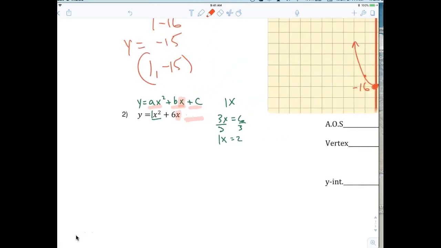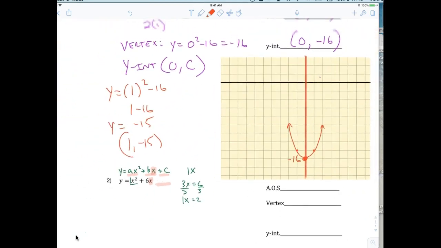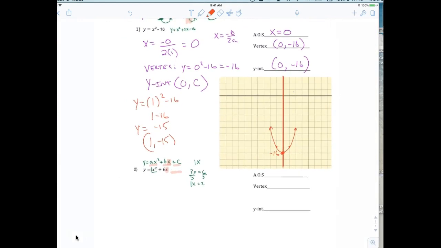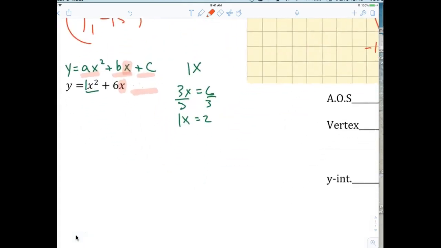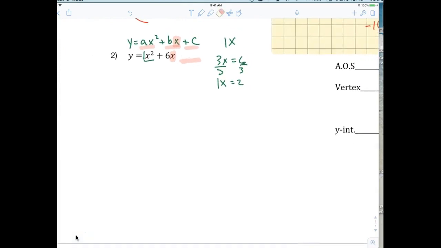So again, this is a fantastic review of something that's always on standardized tests now. Let's take a look now at number 2 since we started that. Now that we've reviewed that kind of well, I have the axis of symmetry.